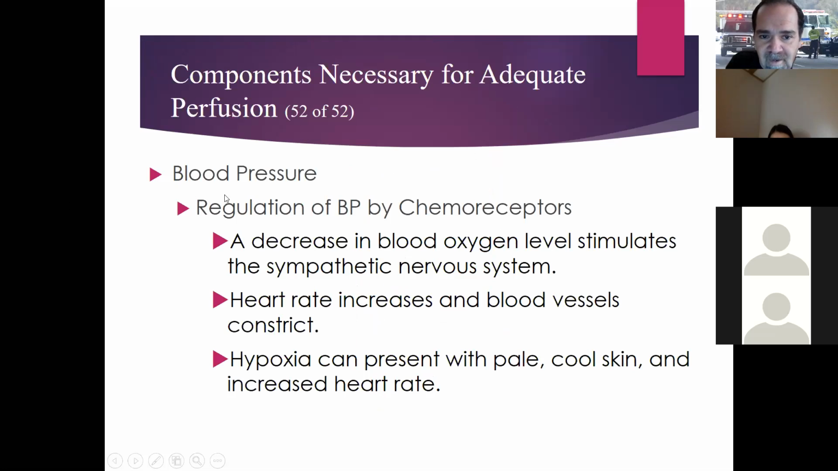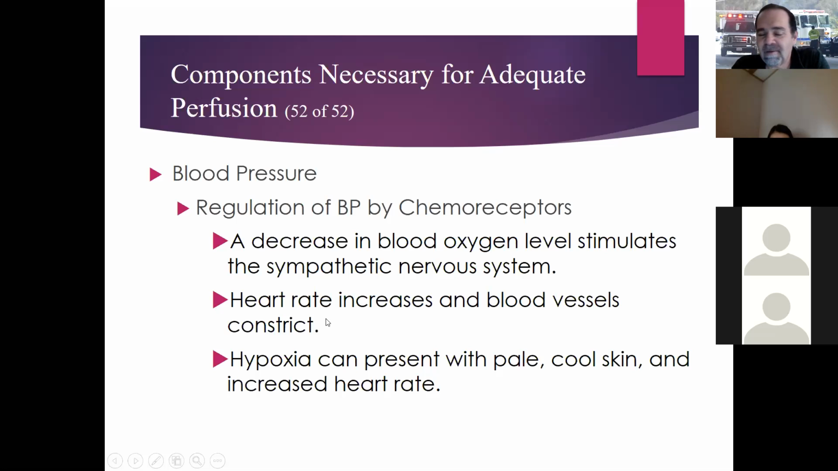Blood pressure. Regulation of blood pressure by chemoreceptors. A decrease in blood oxygen levels stimulates the sympathetic nervous system. So when your blood oxygen levels go down, it increases the sympathetic nervous system to increase the heart rate. Our heart rate increases and the blood vessels constrict, which basically, hypoxia can be present with pale, cool, clammy skin and increased heart rate.